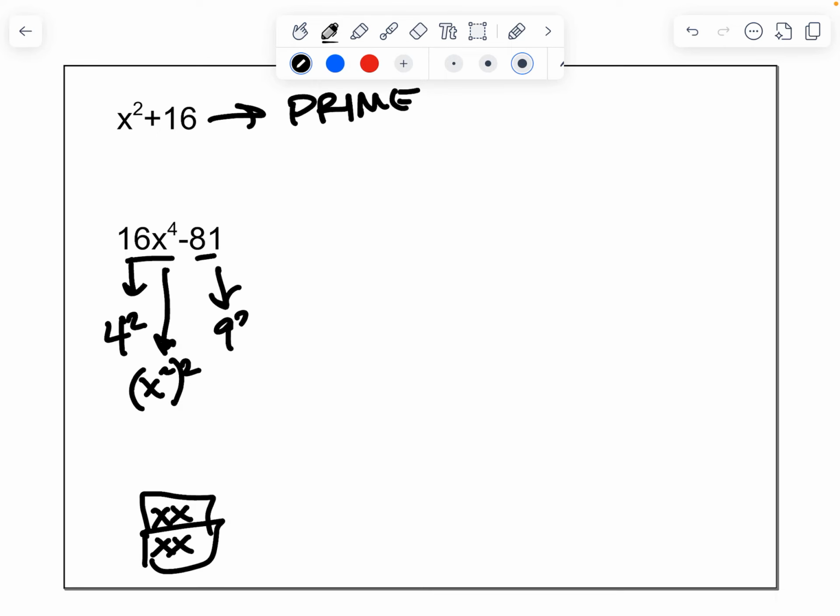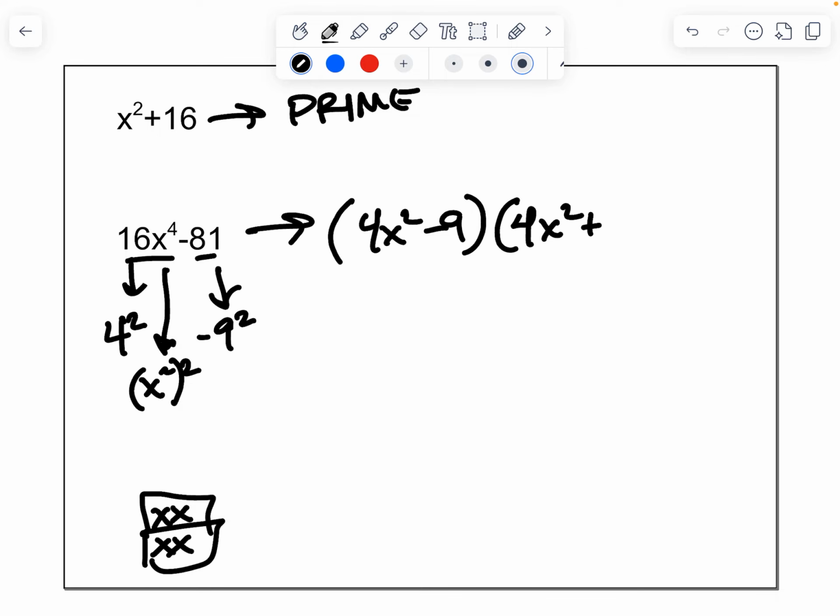81 is the same as 9 squared. So this is a difference of squares, and it's going to be 4x squared minus 9, 4x squared plus 9. Since the things we're dealing with still have exponents, we can still try to break those down. The one on the right is a sum of squares. We cannot break it down any further, so it's just going to come down with us, 4x squared plus 9. Can we break down the one on the left, though?